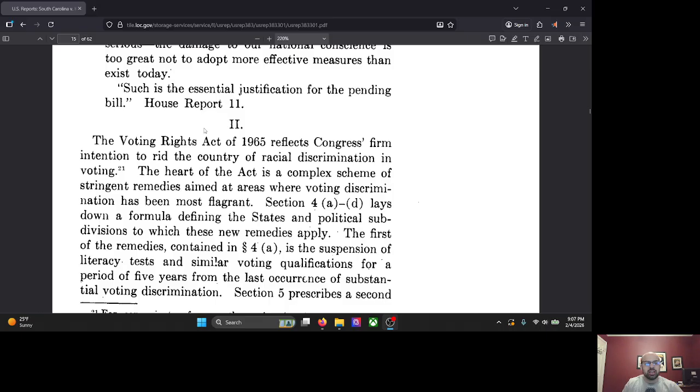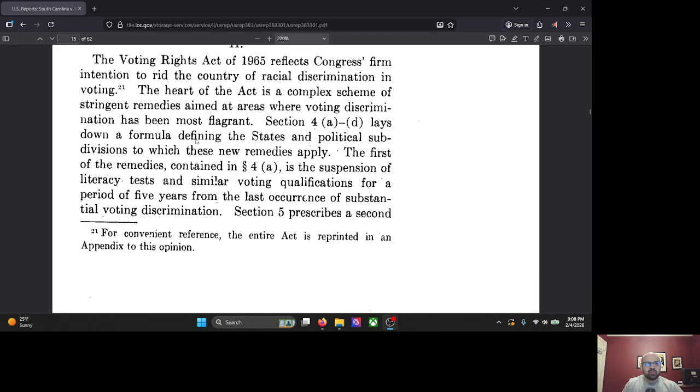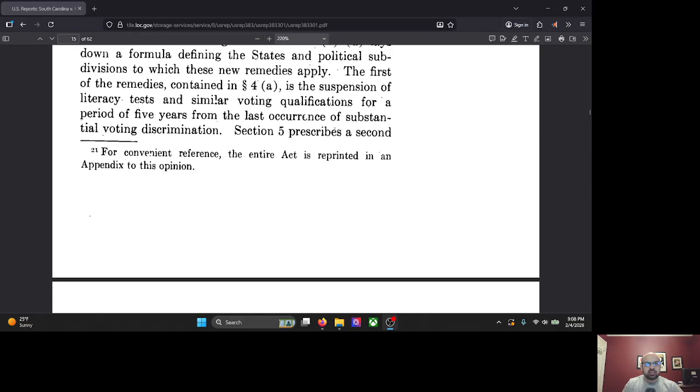The Voting Rights Act of 1965 reflects Congress's firm intention to rid the country of racial discrimination in voting. The heart of the Act is a complex scheme of stringent remedies aimed at areas where voting discrimination has been most flagrant. Sections 4A through D lay down a formula defining the states and political subdivisions to which these new remedies apply. The first of these remedies, contained in subsection 4A, is the suspension of literacy tests and similar voting qualifications for a period of 5 years from the last occurrence of substantial voting discrimination.